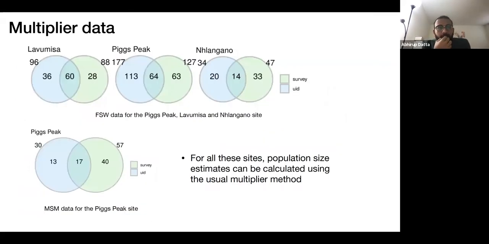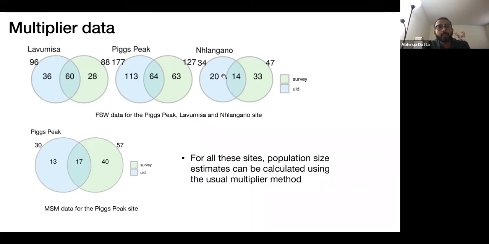Okay, so let's look at some of the data that were available. We'll first start with the simplest case. These are the FSW data for the sites of Pikes Peak, Lavumisa, and Langano. Here you see that, of course, the survey counts are available for each of these sites. And then we have data on the unique ID or UID.